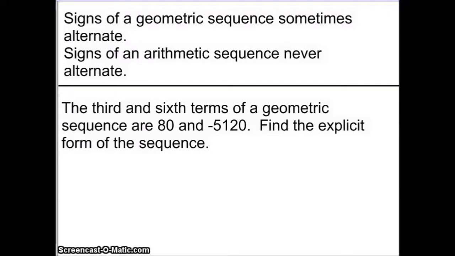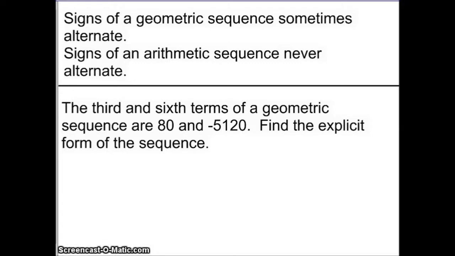Right, under the line: the third and sixth terms of a geometric sequence are 80 and negative 5,120. Find the explicit form of the sequence. Okay, this can be a very tricky type of problem, so you have to pay very close attention to these next three examples.